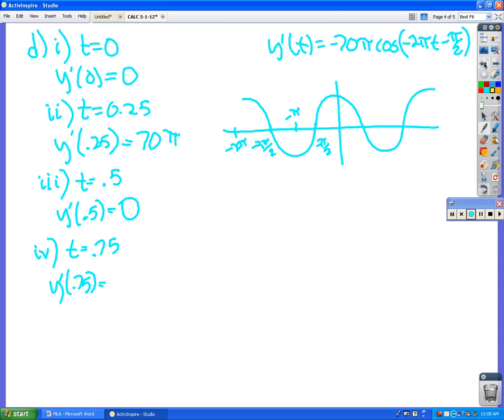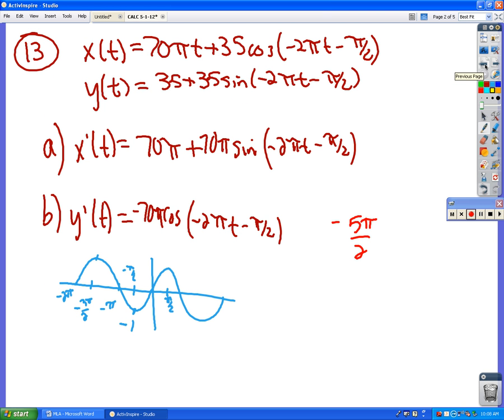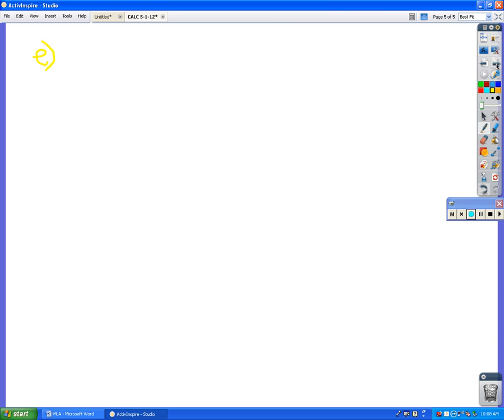So we need to find our equation for the horizontal velocity, which was the x prime of t1. Just before you start. So 70 pi plus 70 pi times the sine of negative 2 pi t minus pi over 2. And I want to figure out when that's a maximum. So how do we do that?